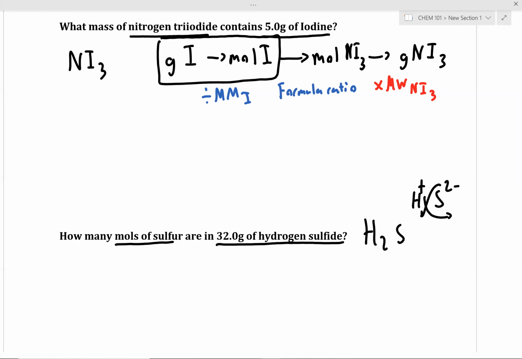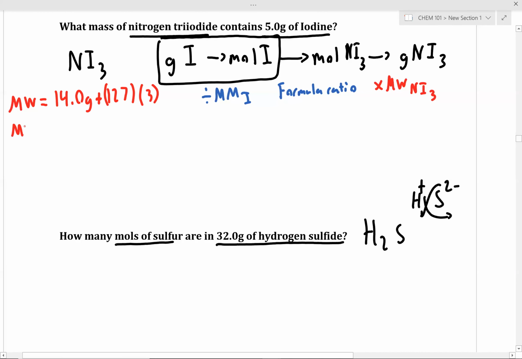So now that we have that established, let's do a quick sidebar calculation for the molar mass of nitrogen triiodide. So what's the mass of nitrogen starting off? 14. And what is the mass of iodine about? Yep, about 127. And how many iodine atoms do we have in our compound? 3.